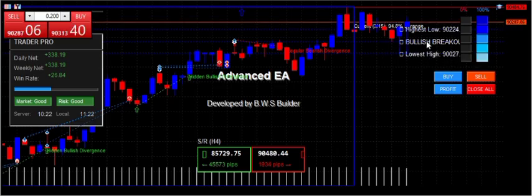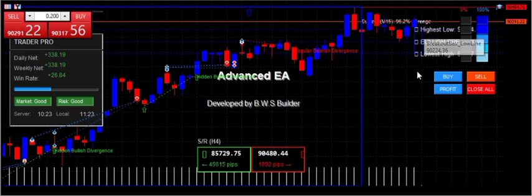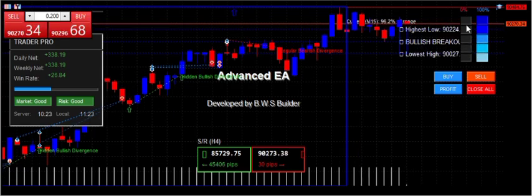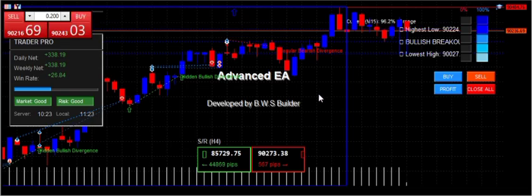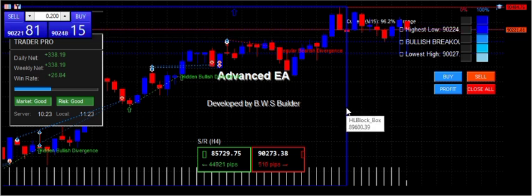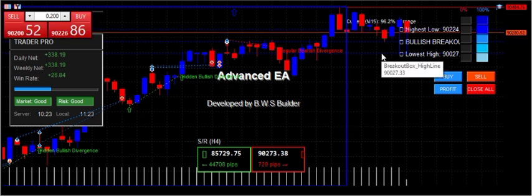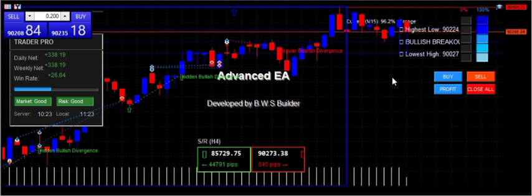Once it breaks this, we are preparing for entering our bullish. Once it's the highest low, then the market will execute a trade because this is an uptrend. Then once it's an uptrend, every signal here identifies that this is an uptrend. This turns to blue. When you look at our HL box, it is blue in color. When you look at the breakout box, it is blue in color. Then here we have 100%. So everything here automatically turns to blue.